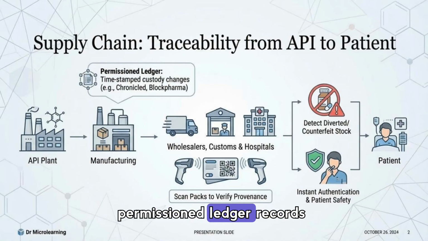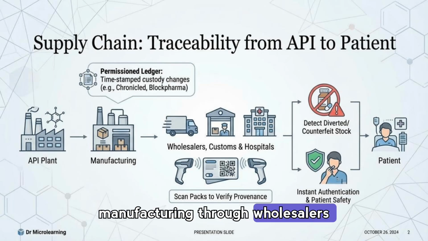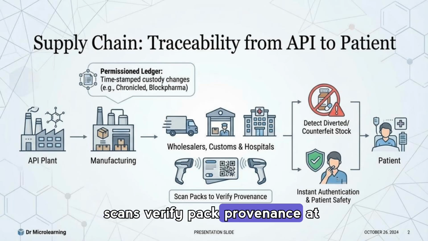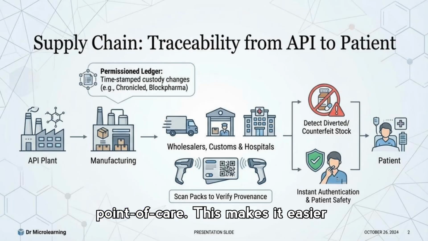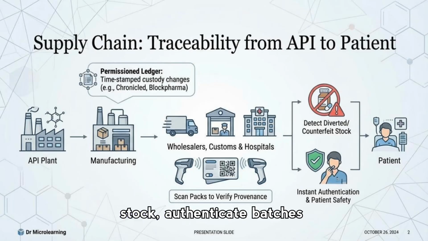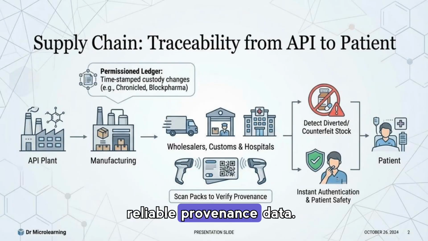Traceability, from API plant to patient, creates accountability across the pharmaceutical supply chain. A permissioned ledger records time-stamped custody changes from manufacturing through wholesalers and hospitals, and QR or barcode scans verify pack provenance at point of care. This makes it easier to detect diverted or counterfeit stock, authenticate batches instantly, and protect patients with reliable provenance data.